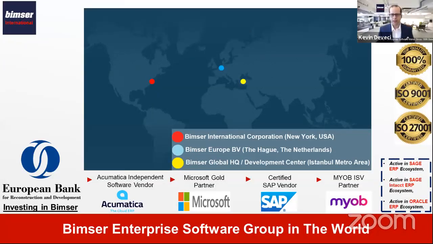We are a group of companies, as you see on this slide. While we are based in New York, we are active in Europe as well as the Middle East. As a group, we are about 200 people. We are a growing organization. We are very active in various ERP ecosystems. Acumatica is one of them, as we have been talking about from the beginning of today's webinar. In addition to Acumatica, we are also a partner of Microsoft, SAP, MYOB, Sage Intacct, and various other ERP systems. That is important for us, as we are part of these ecosystems, and we are looking forward to furthering our relationships.